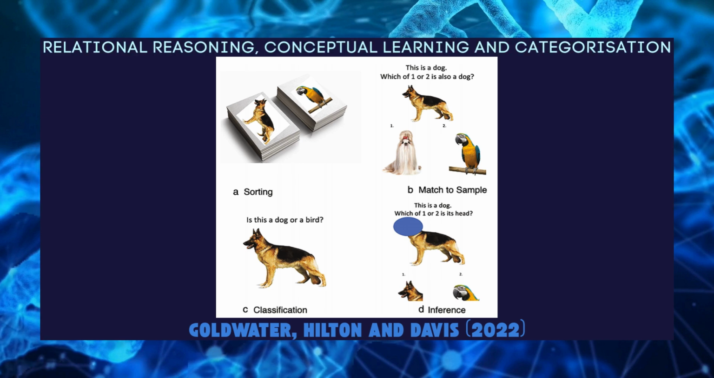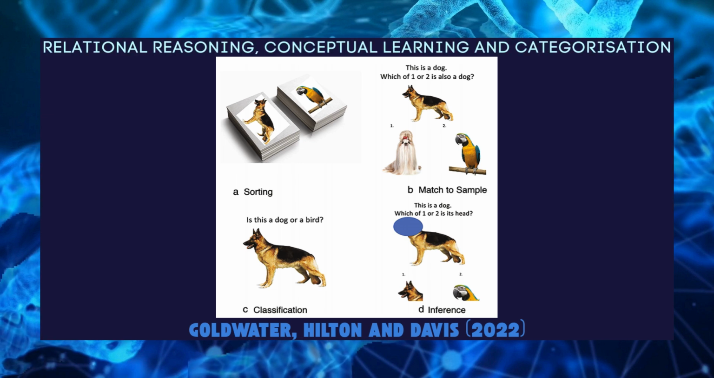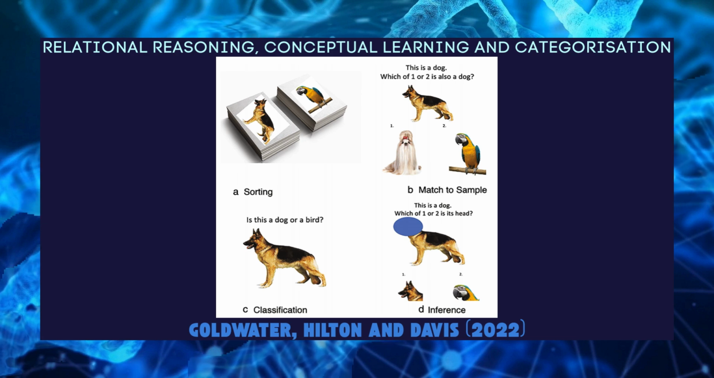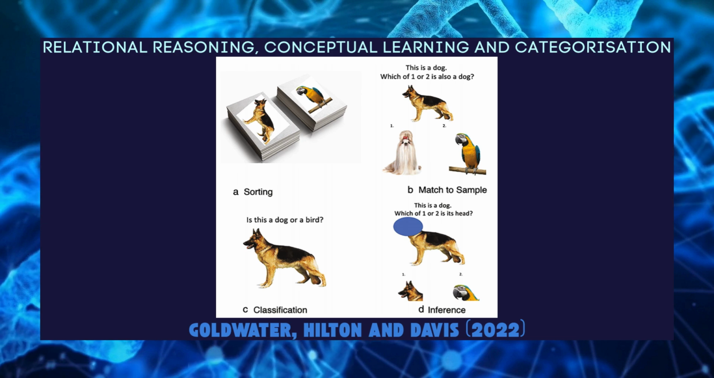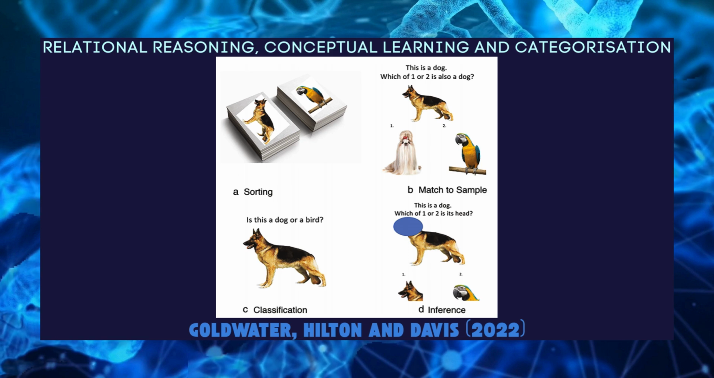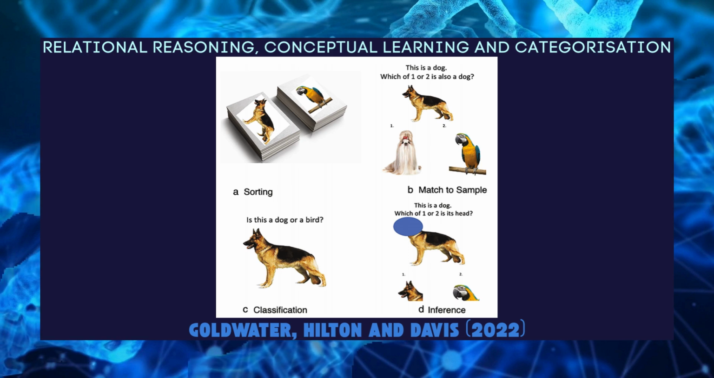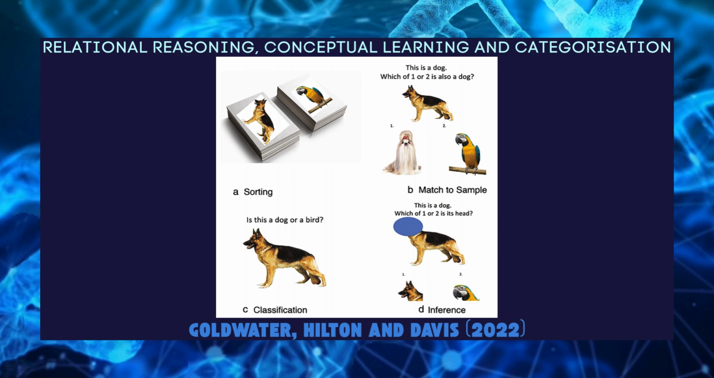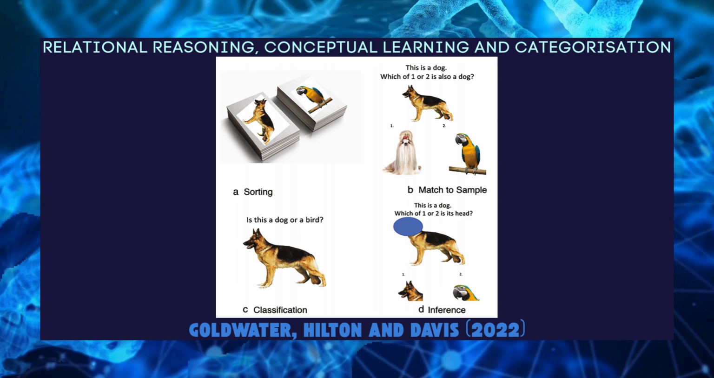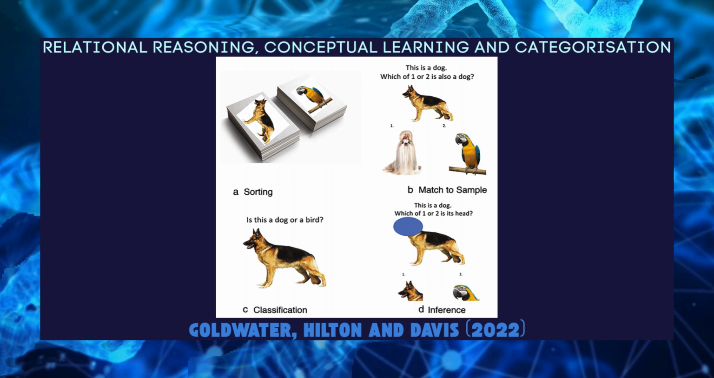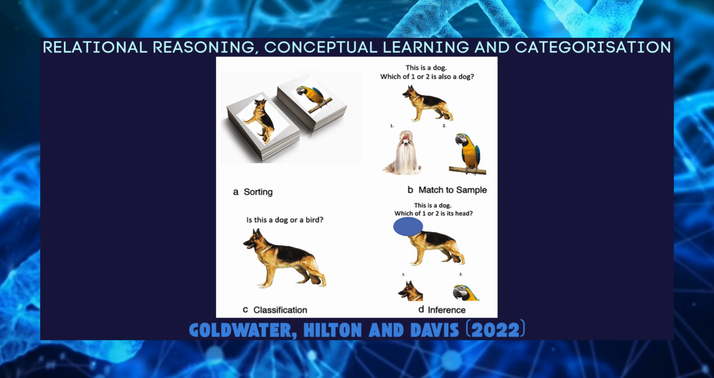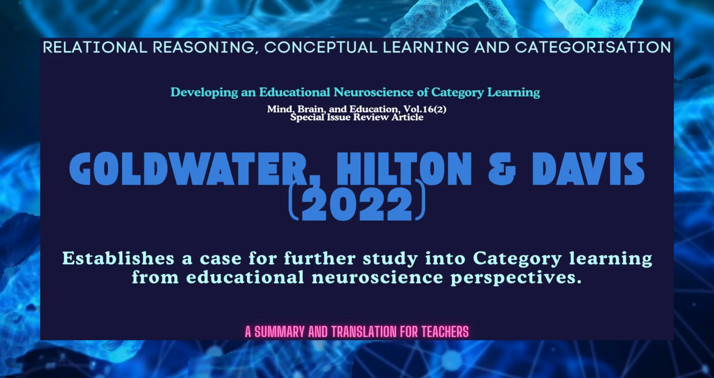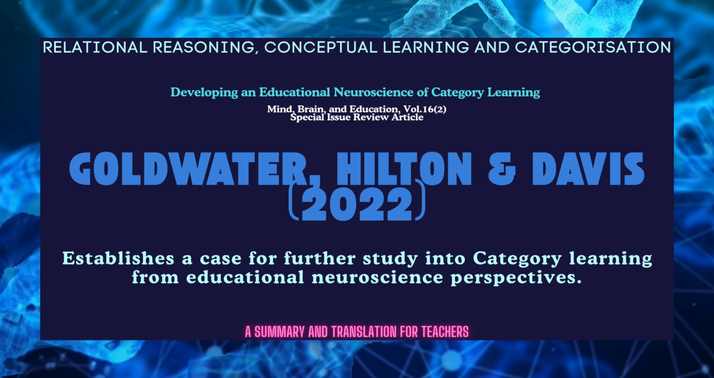These are 4 common categorisation tasks: sorting, where participants can freely decide how to group stimuli; match to sample; classification; and inference. To solve these problems, students must categorise the animals. Novice learners will categorise according to superficial features, while expert learners will be able to categorise in more than one way and according to much more abstract concepts. This study from Mind, Brain and Education establishes a case for further study into category learning from educational neuroscience perspectives.